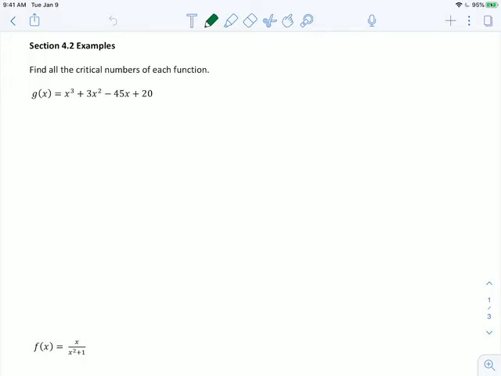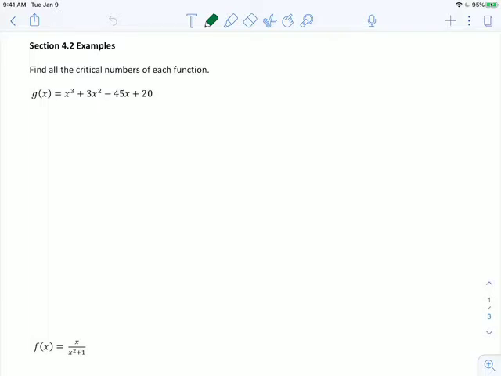Hello and welcome to our first video of examples for section 4.2 from our calculus text, where we're trying to identify extreme values of functions on, in this case, closed intervals. But the first thing we want to do is get a little practice on finding critical numbers.